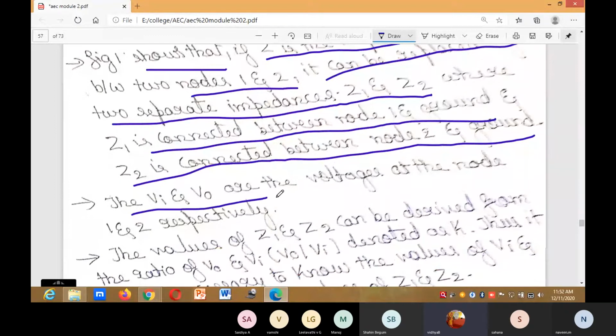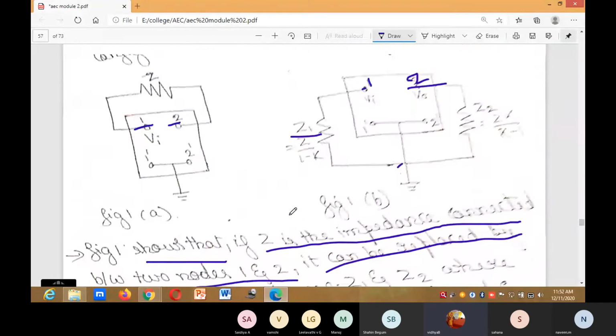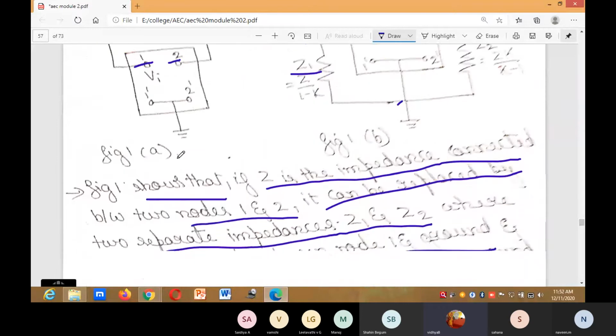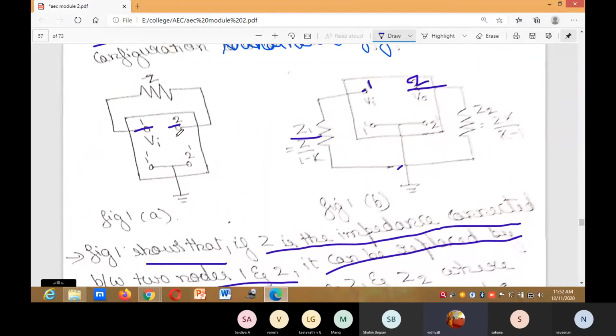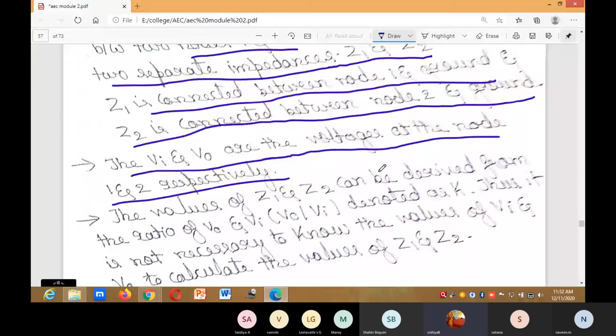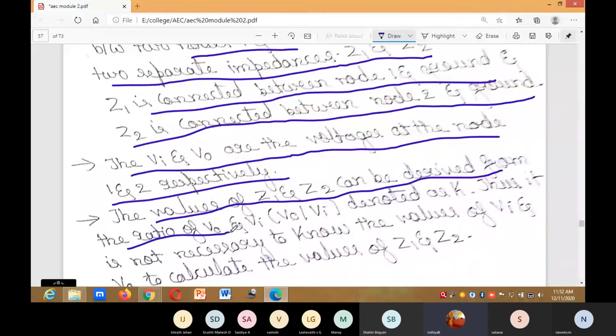Next, Vi and V0 are the voltages at node 1 and node 2 respectively. The values of Z1 and Z2 can be derived from the ratio of V0 and Vi, which is denoted as K.